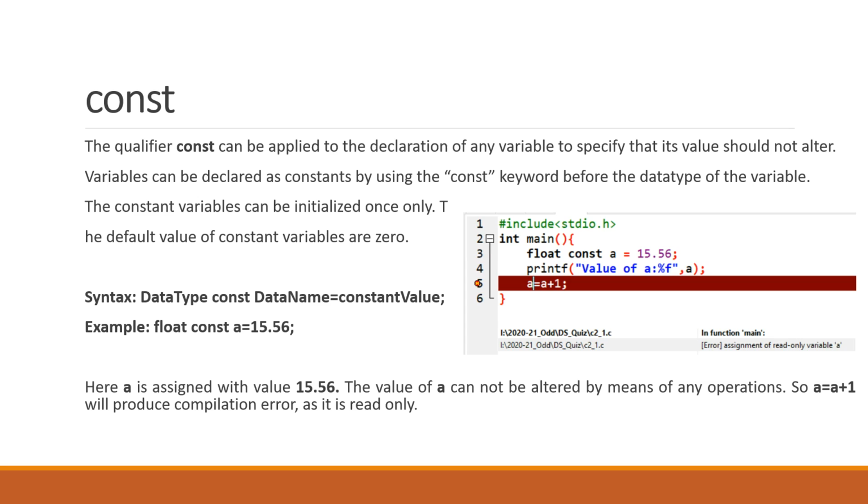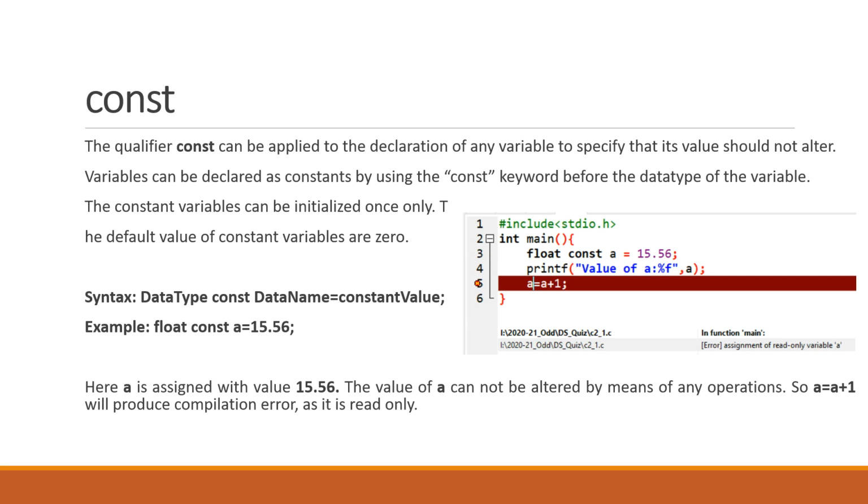A constant can be a string, can be a number, can be an integer number, can be a floating point number, can be a character also. The qualifier const, here in C we use the keyword const. That can be applied to the declaration of any variable to specify that its value should not alter. The value remains the same till the program execution. That identifier value is the same.